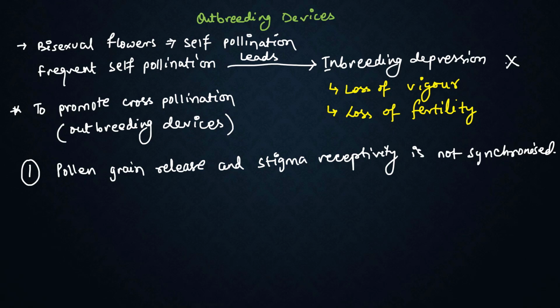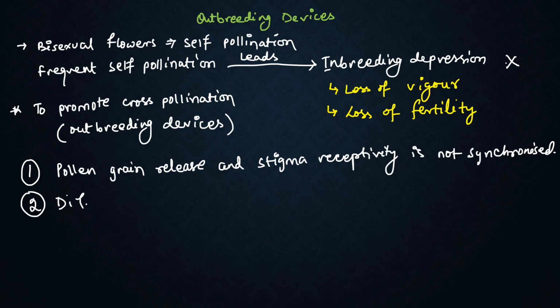The process can be vice versa also. If the stigma becomes receptive and matures much before the pollen grains are released, then it will receive pollen grains from different flowers, and that will promote the cross-pollination process. So that is the first mechanism, the asynchrony between the pollen grain release and the stigma receptivity.